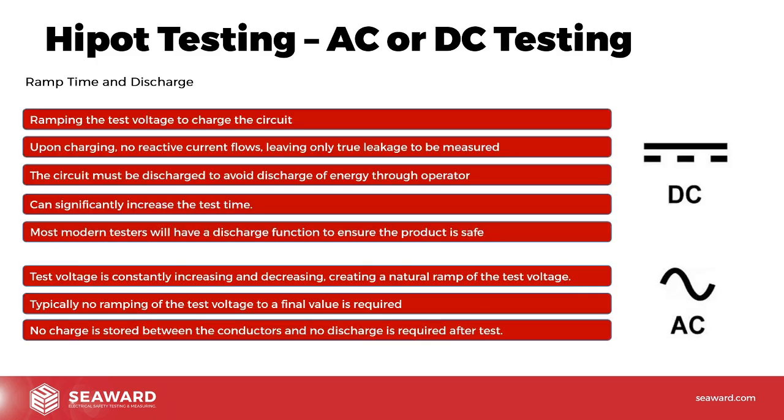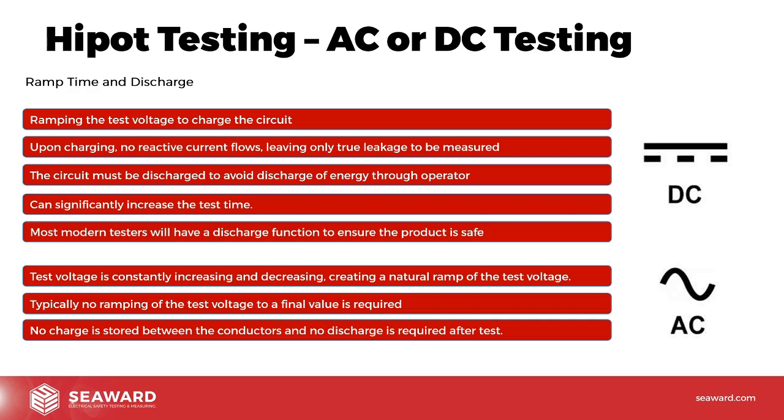Next thing to consider is the length of time that we perform the test. Typically a DC test takes much longer to perform than an AC test. Firstly, because in order to charge the circuit, we need to ramp the voltage. That period of time to actually charge it up could take a number of seconds. Again, that is something to consider on the production line. But once it is charged, as we said, there's no reactive current flow, which leaves only the true leakage being measured.